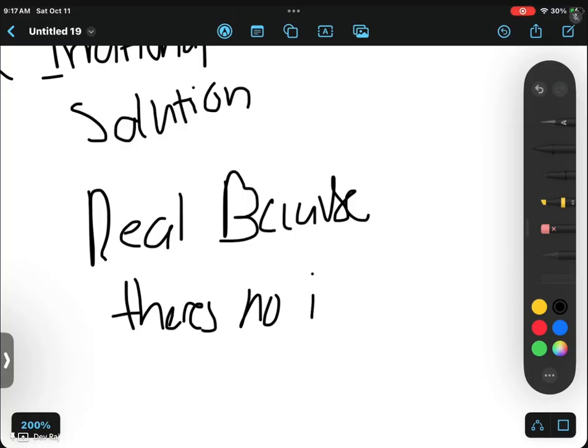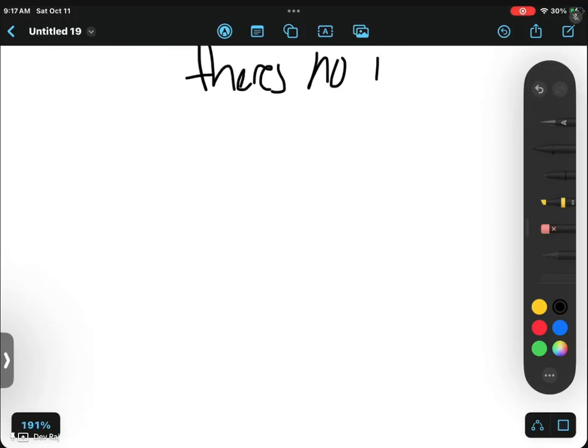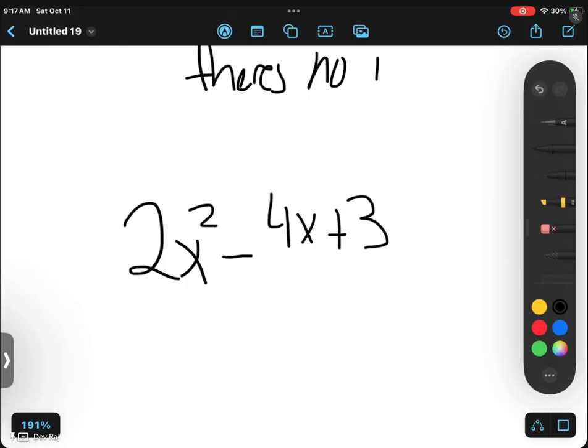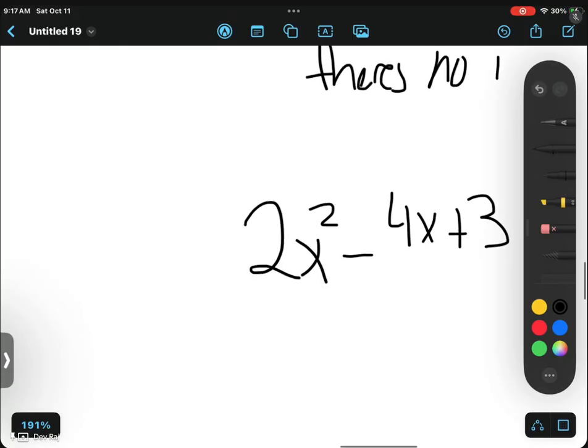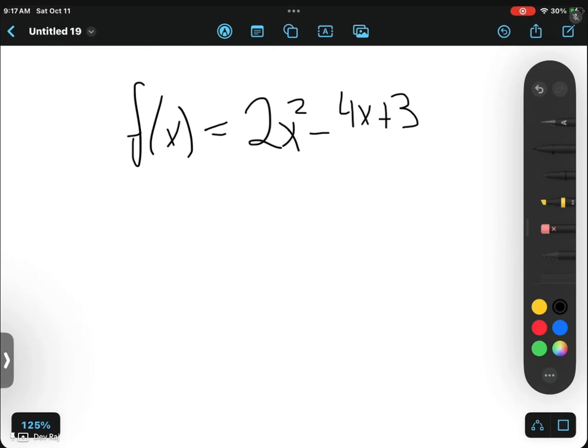Let me give you a harder one and see how you do, okay? So let's try 2x squared minus 4x plus 3. So if we do f of x equals that, try this problem out and tell me how it goes.